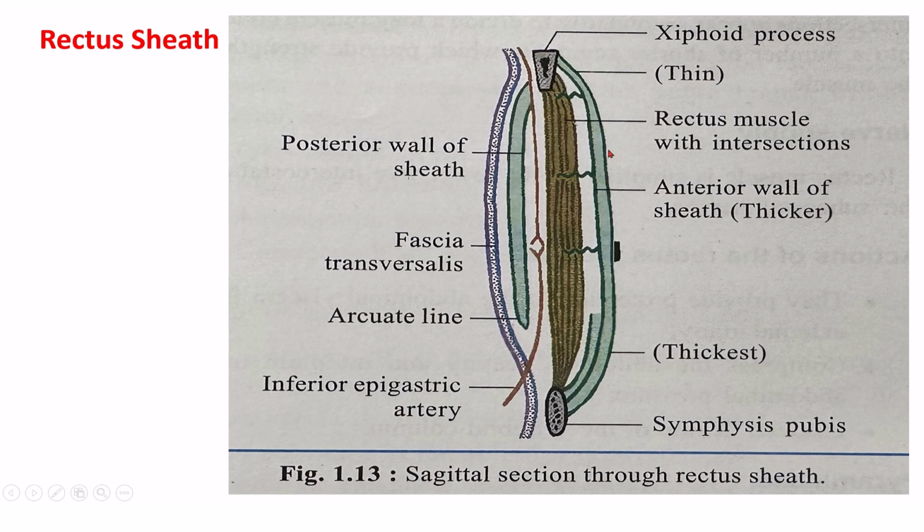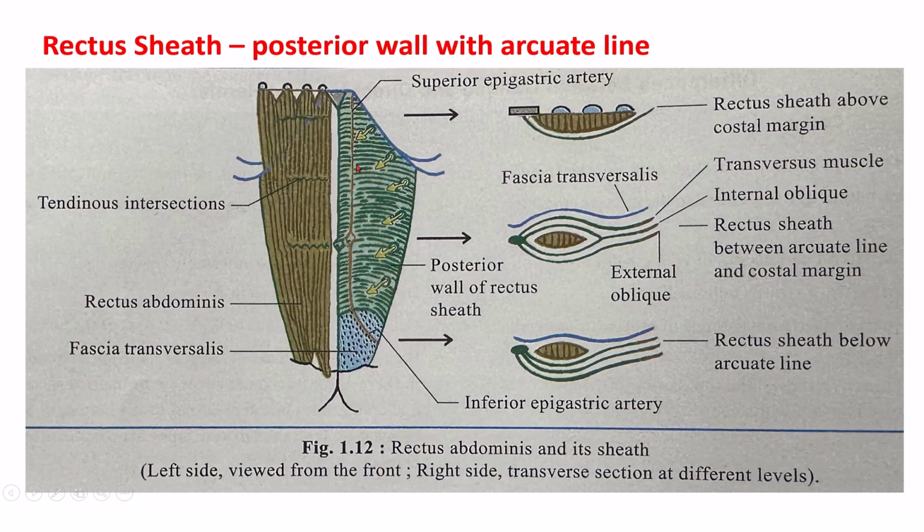You can also see the anterior wall of the rectus sheath is attached to the rectus abdominis with 3 indentations. One at the xiphoid, the other at the umbilicus, the other midway between them. Whereas the posterior wall of the rectus sheath is free from the rectus abdominis. Here you can see the inferior epigastric artery and superior epigastric artery. You can see here, this is the rectus abdominis muscle. So let us see at different levels.